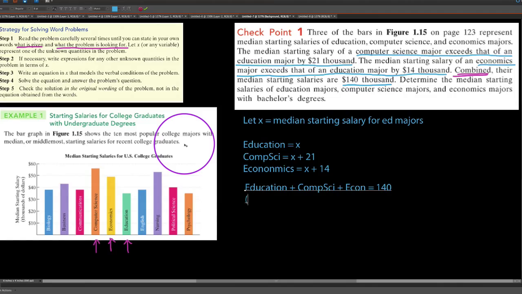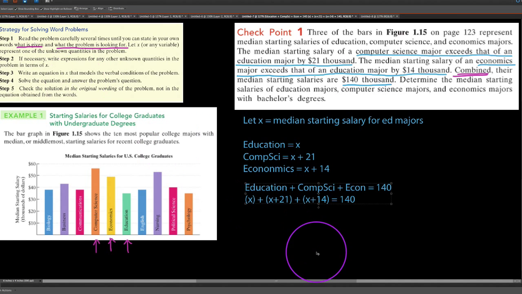So now going back and substituting expressions for these, well, we know education majors make x. Compared to education majors, we know that computer science majors were x plus 21. And then we say economics majors were x plus 14. This should come out to be 140 grand. And the nice thing about having your equation set up from just this verbal argument is that now we can actually go solve this equation for the unknown, which in this case is going to be x.